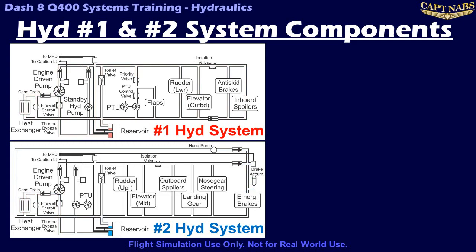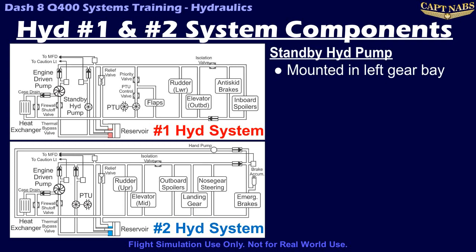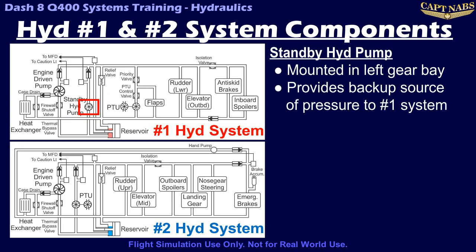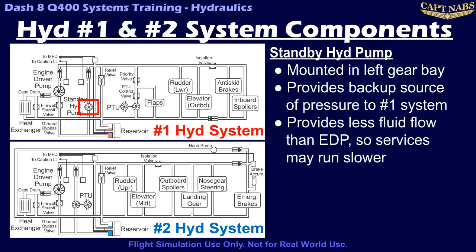Each of the main hydraulic systems, number 1 and number 2, has a backup source of hydraulic power. For the number 1 system, this is an electric hydraulic pump installed in the number 1 engine nacelle and known as the standby hydraulic pump. It provides a backup source of pressure to the number 1 system, though it does not provide as much flow as the EDP, so systems, especially the flaps, will run slower.